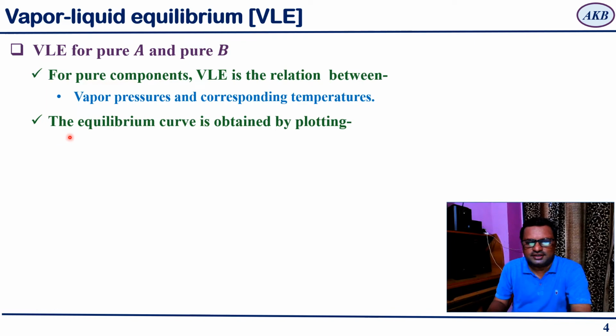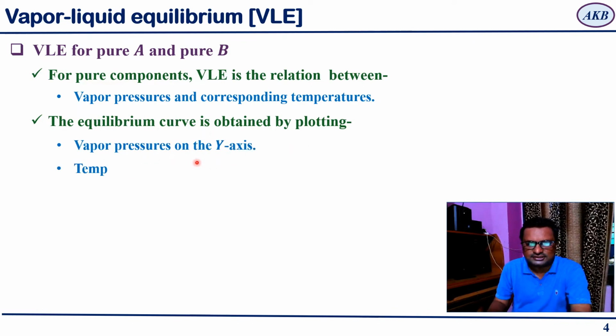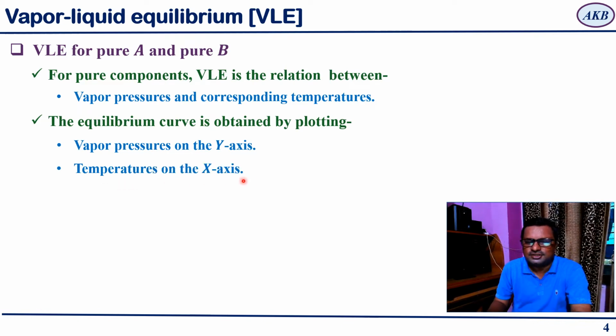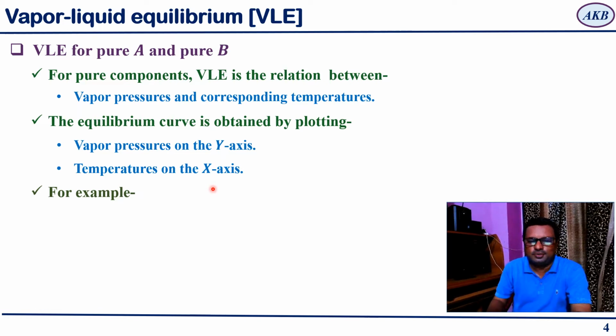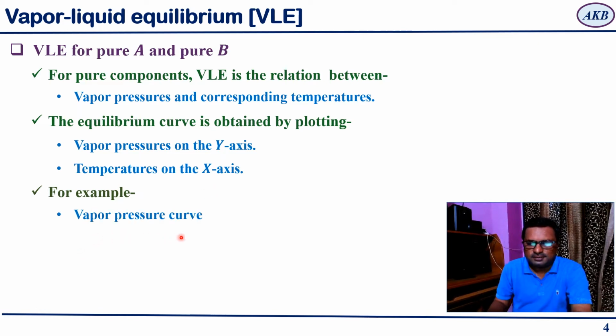And how is this plotted? The equilibrium curve is obtained by plotting vapor pressures on the y-axis and corresponding temperatures on the x-axis. So when you plot vapor pressures of a component on the y-axis and corresponding temperatures on the x-axis, you get one curve. That curve is the equilibrium curve. For pure components, it will be the vapor pressure curve. For example, the vapor pressure curve of pure A is shown over here.